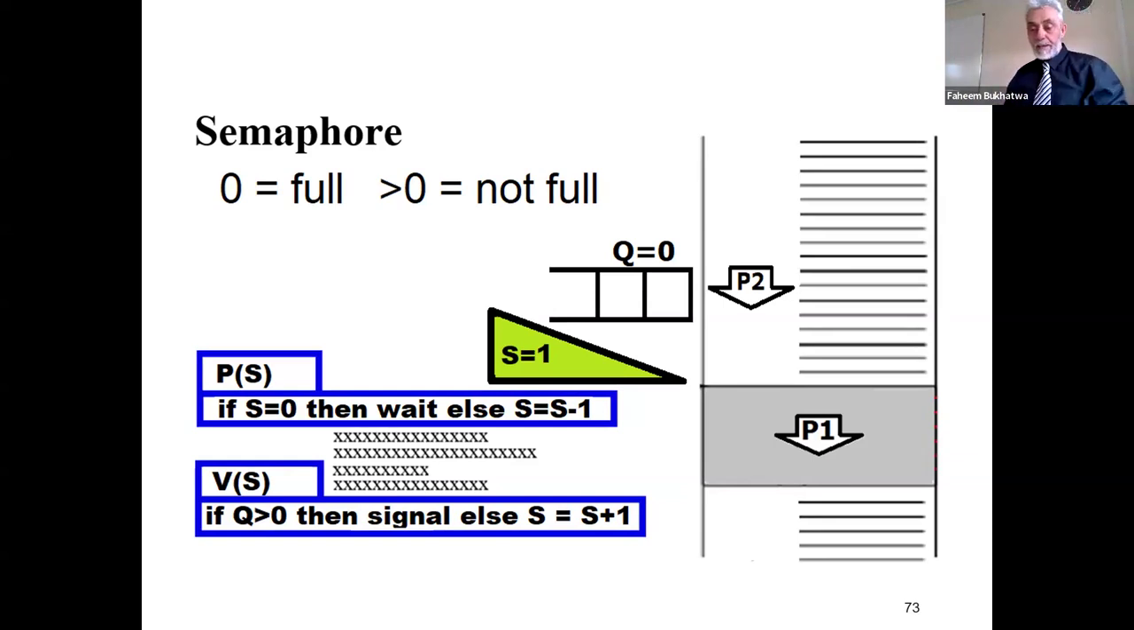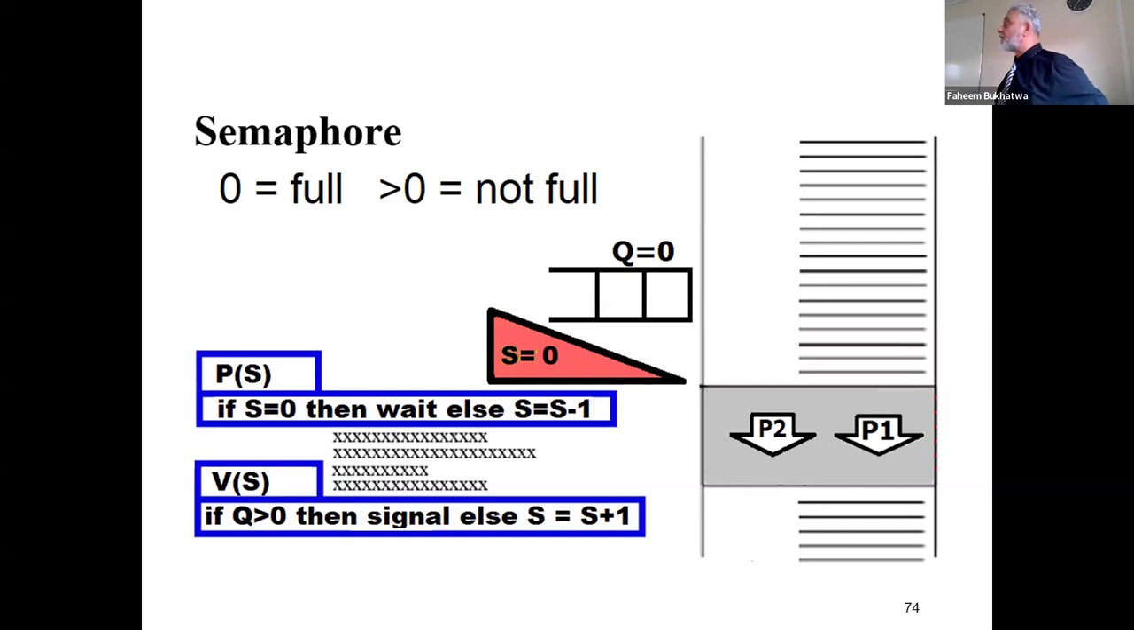We give them the key and they go in. Now we have 0 number of keys. That means we're full. See the opposite? The last one was 0, that means we're free. There's nobody in the critical section. Now, when we have 0, that means our critical section is full.